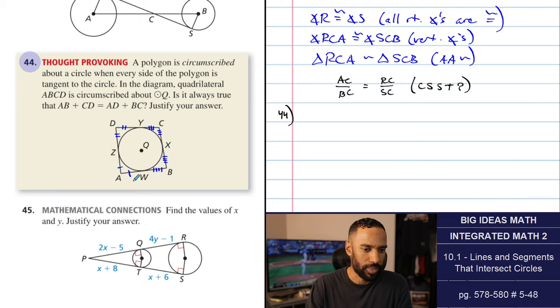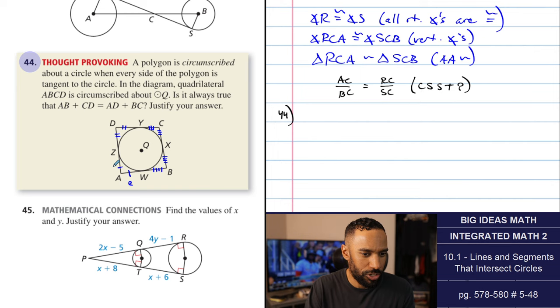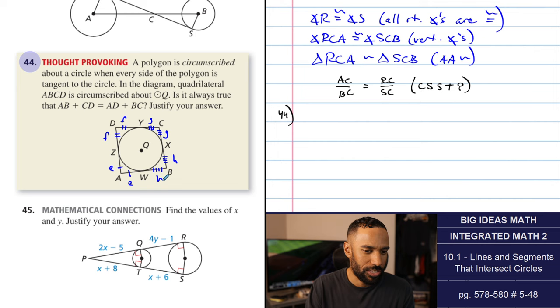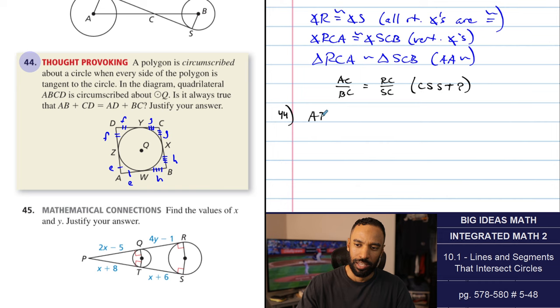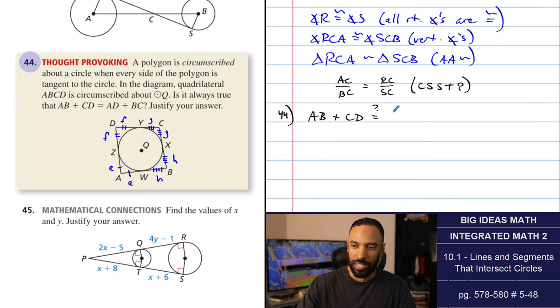So let's put little X's. Oh, we have that letter on there. What don't we have? A, B, C, D. Let's do E, F, G, H. These are E's. These are F's. These are G's. And these are H's. Okay, let's see if we have basically the same things come out here. Does AB plus CD equal AD plus BC? That's the question at hand.